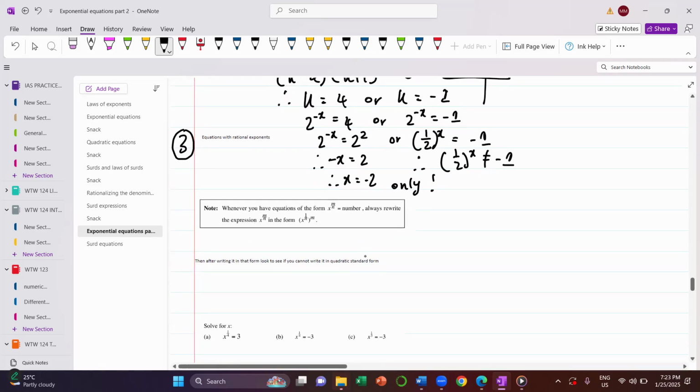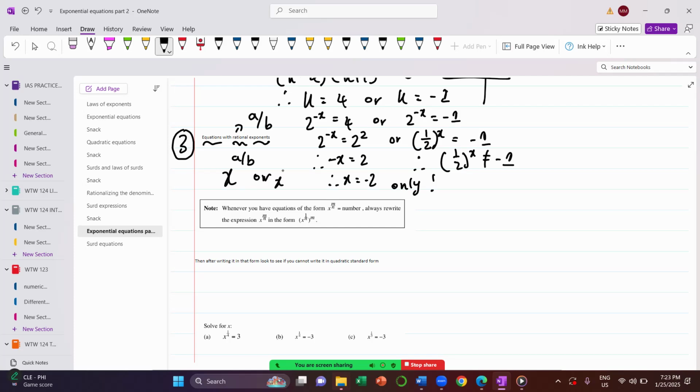So now let's go on to equations with rational exponents. By rational, it means that we have fractions, some a over b kind of stuff. So that means we have, let's say, x to the exponent of a over b, or even x to the exponent of m over n. These are fractions. The exponent is a fraction. That's what matters. It's a rational exponent. You guys understand that?